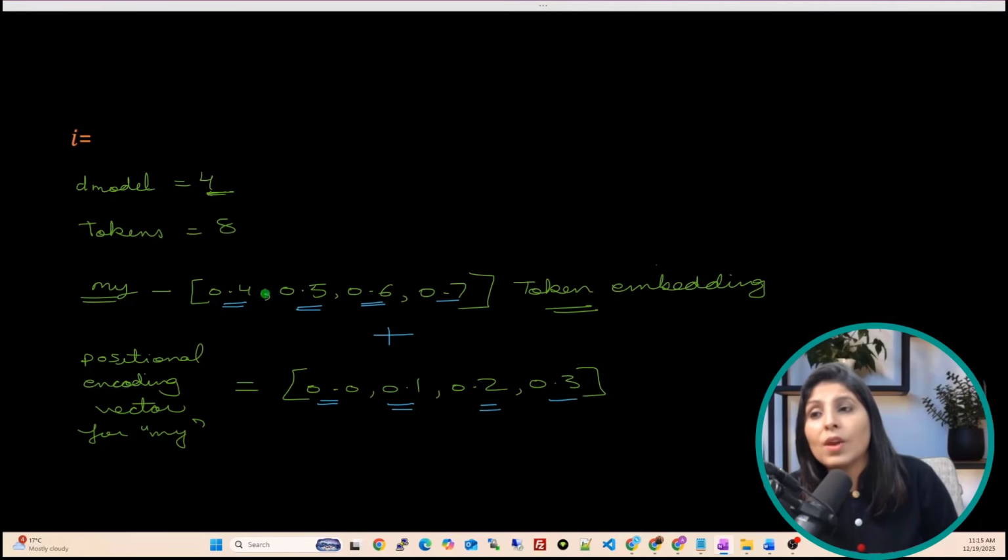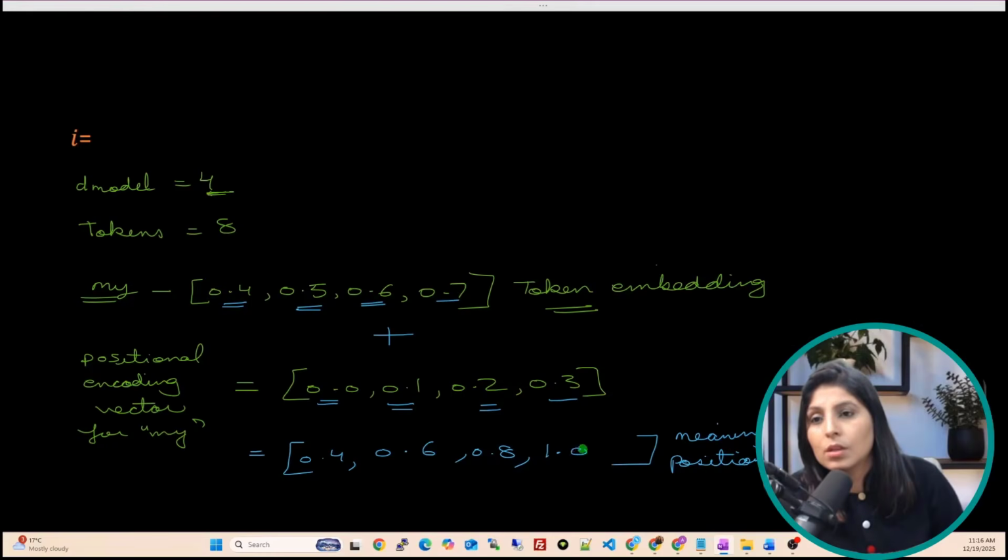When you perform the addition, the final embedding which you get will have the meaning of the token and the position of that token. So let's fill in the values here. We will get 0.4 over here, and here we will get 0.6. Then we add 0.6 and 0.2, so you will get 0.8, and then you add 0.7 and 0.3, you will get 1.0.